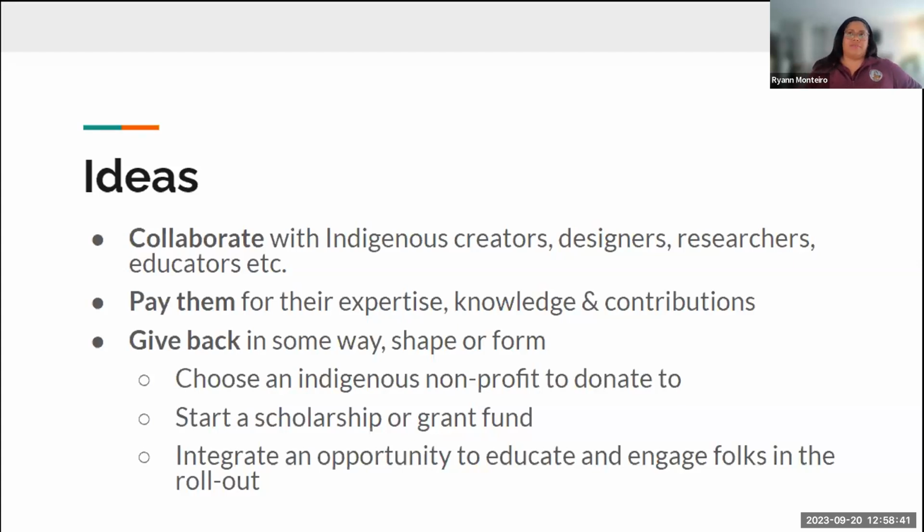Going back to the theme of being reciprocal, a lot of people will ask a lot of things of Indigenous people without giving anything back, and that doesn't always have to be money, but just something. And so giving back in some way, shape, or form, and this is something that you could do on your own, but best case scenario, you would do it in conversation and collaboration with folks that you want to partner with.